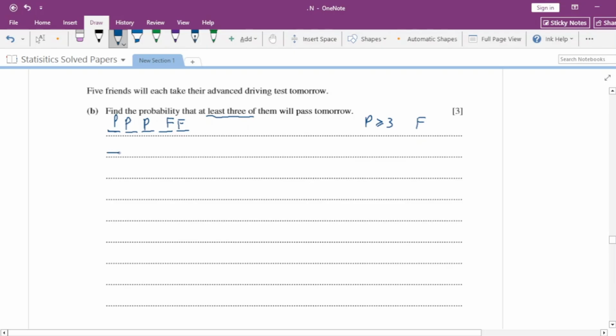Then the next case, because they said at least 3 of them, so there will be still more. At least 3, so 3 or more. After this we have p, p, p, and then p. 4 can pass, but 1 may fail. Then after that we have the last case, that all of them pass.